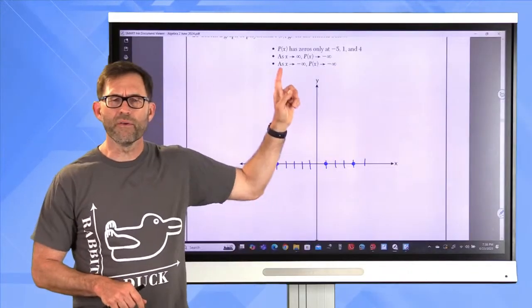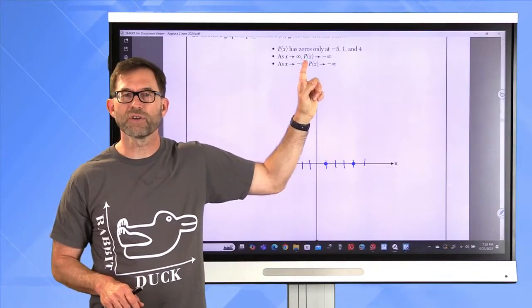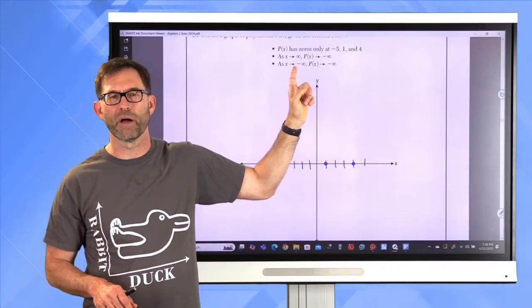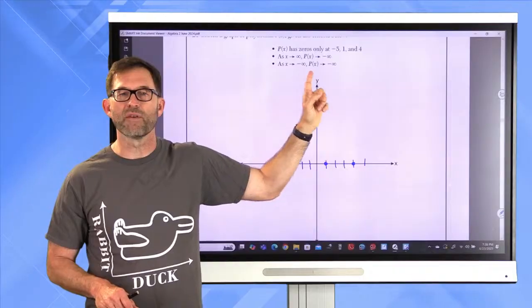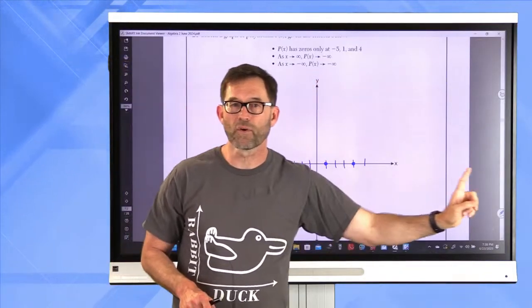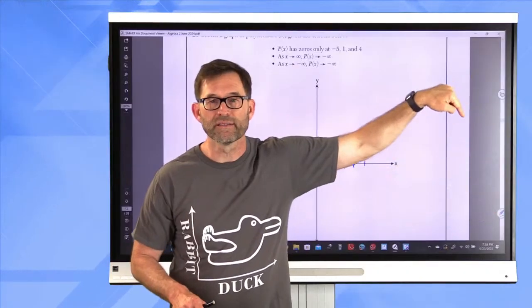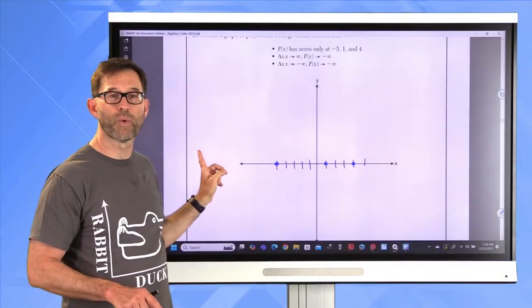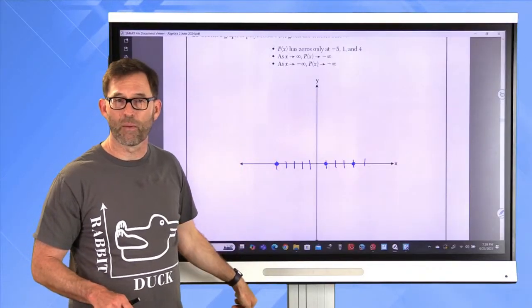Now, these other 2 conditions, right, as x goes to infinity, p of x goes to -infinity, and now it's rather small, I apologize. And as x goes to -infinity, p of x goes to -infinity means that as the graph heads this way, it's got to be pointing downward. And as the graph heads this way, it has to be pointing downwards.